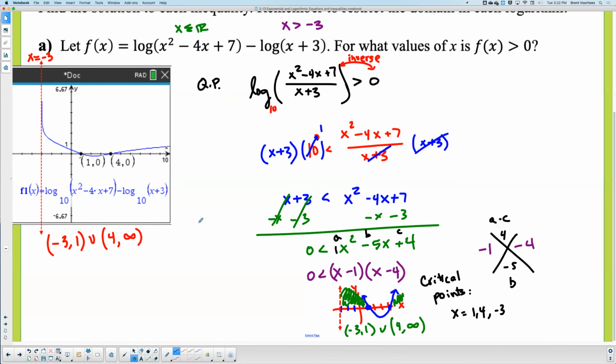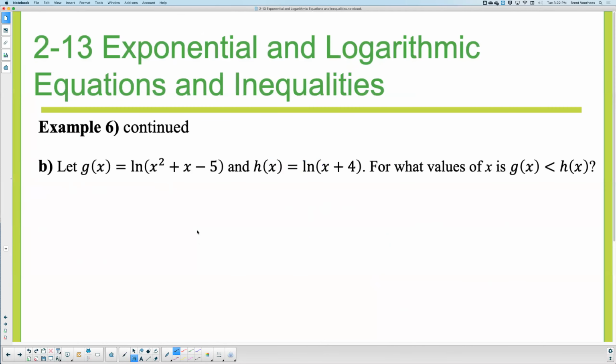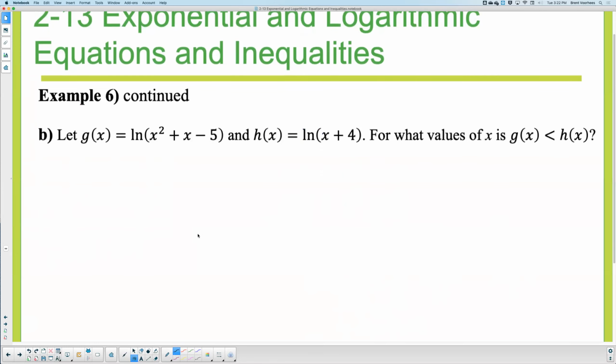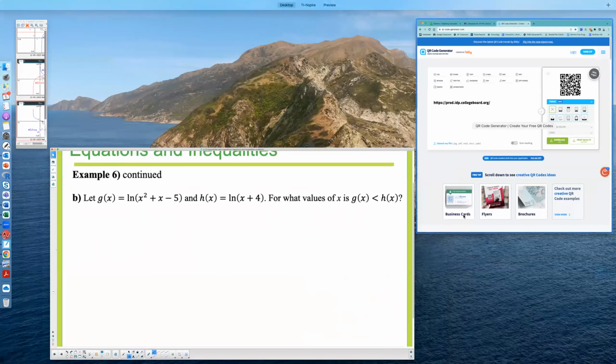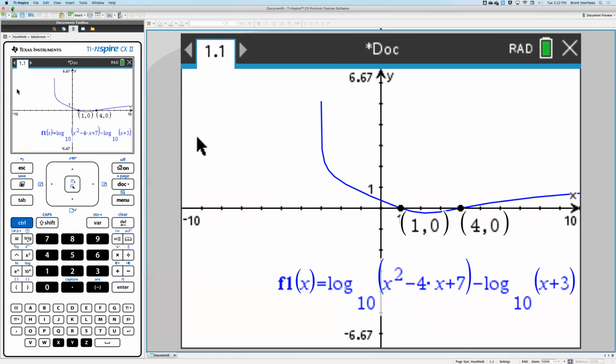Okay, let's try part B again. So one more time, I'm going to use the graph first. We want to know where g is less than h. Okay, so let's go look at our graphs here.